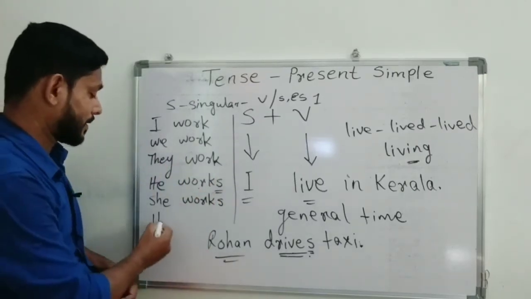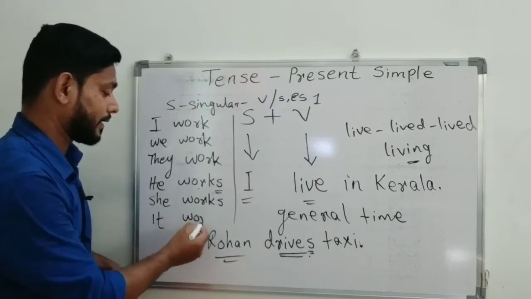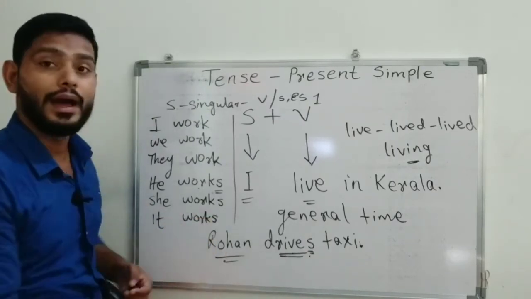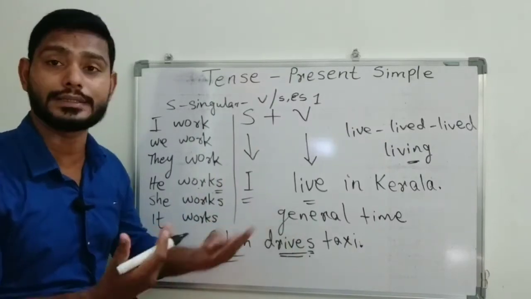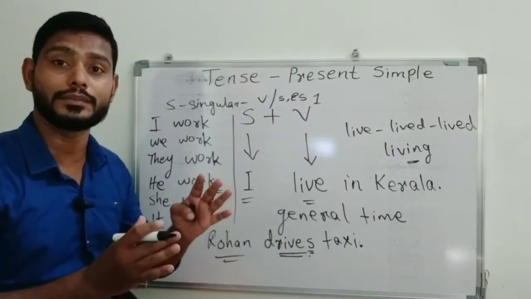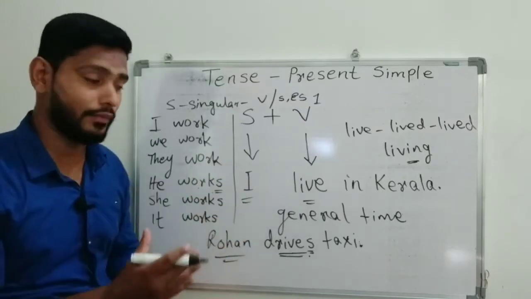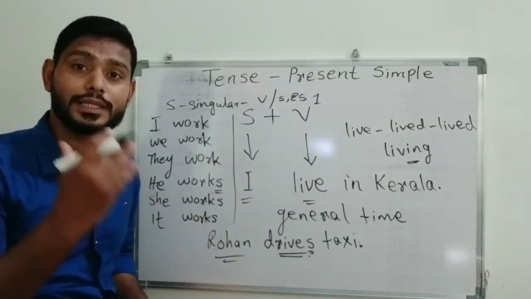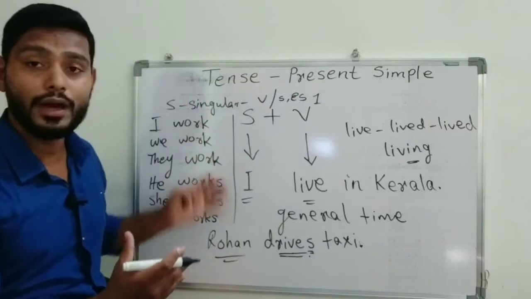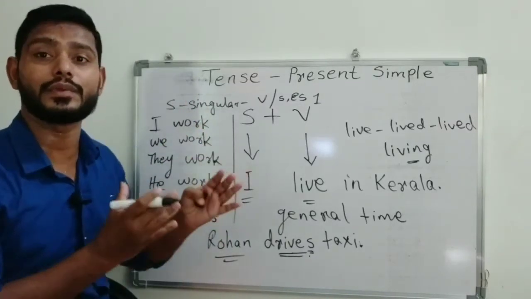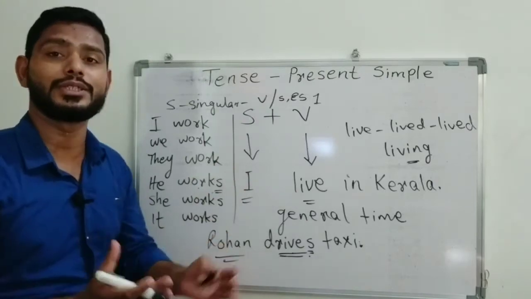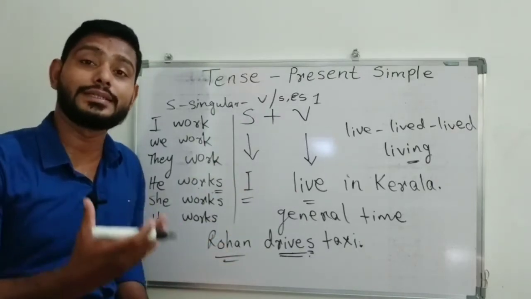And let's see one more example with it. It works very well. I have a laptop. It works very well, because I'm talking about general time, or about something that is all about now. General time, or general time that is now. So that's why we have to use this sentence in present simple structure to talk about general time or to talk about general truth.